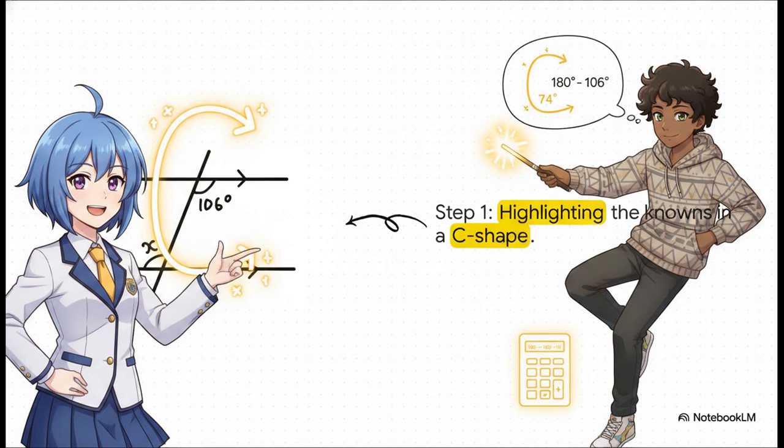Let's do a quick warm-up puzzle. We see our parallel lines, indicated by those little arrows, and we can clearly highlight our known angle of 106 degrees. Now, if we trace the shape connecting our known angle to our mystery angle, x, we get a sideways C. That means they're co-interior. So remember our rule? We subtract 106 from 180, giving us 74 degrees for x. Simple, logical, and totally methodical.